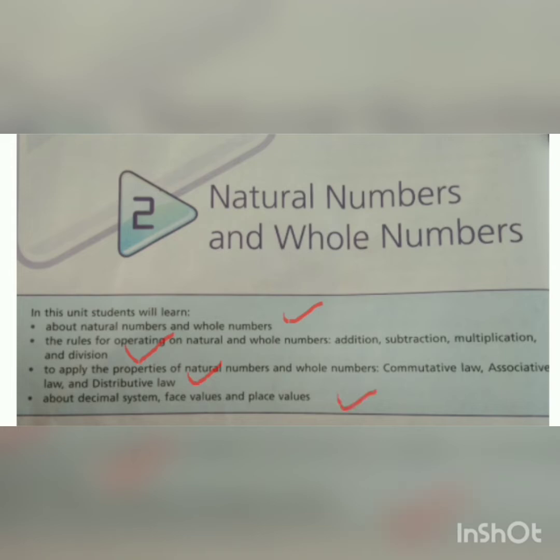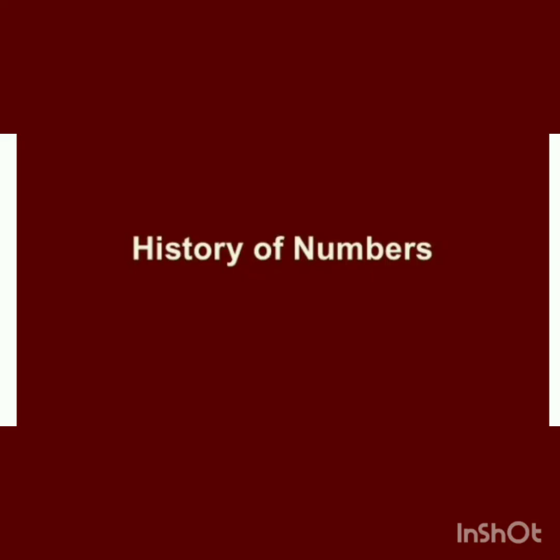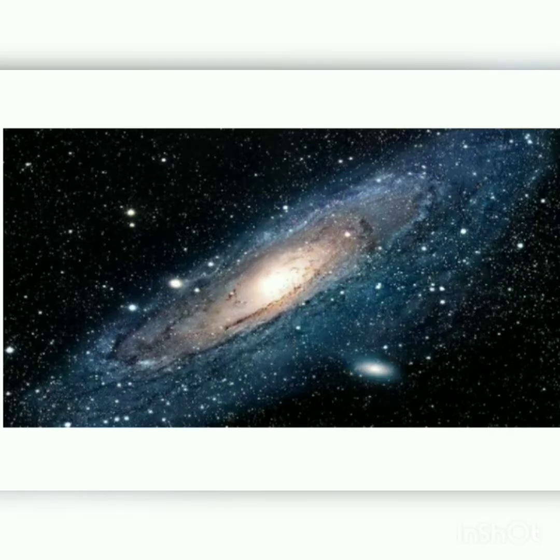Before we start the topic of natural numbers, let's move into the past and see a little bit of the history of numbers. It is an interesting thing to have knowledge of the history of numbers. Students, did you know that numbers existed in nature before man started counting? Yes, numbers existed in nature before man started counting. Natural numbers occur throughout the universe and permeate every aspect and form of nature.